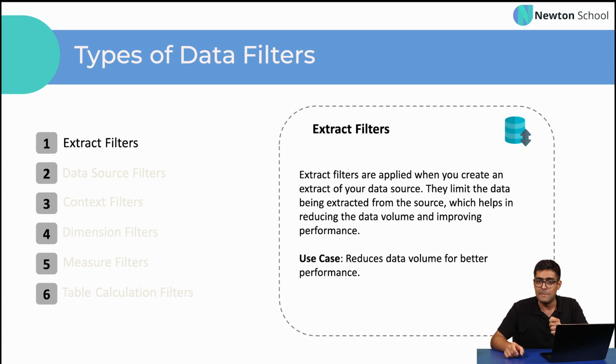They limit the data being extracted from the source, which helps in reducing the data volume. In our example, 9 million, 1 million. We reduced 89% of the data by just doing that, right? Use cases, it reduces data volume for better performance. Exactly the same thing that we discussed. Extract filters help you only pull in the data that you require. That's why it's called an extract filter.